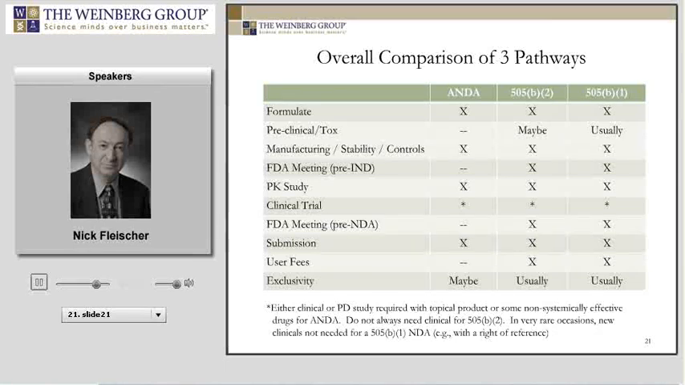Exclusivity, as I mentioned earlier, for the ANDA is only the paragraph 4. If you're first to file, you can get that 180-day exclusivity, and that's the only exclusivity. For a 505(b)(2), it's possible, if clinical trials are required for approval of that 505(b)(2), to get a 3-year exclusivity. And then for a 505(b)(1), in most cases, you do get some exclusivity protection.